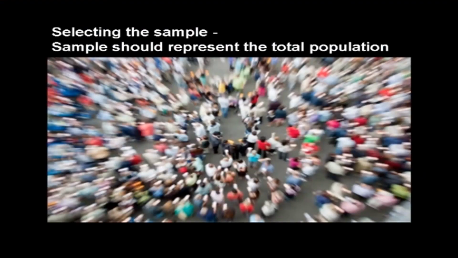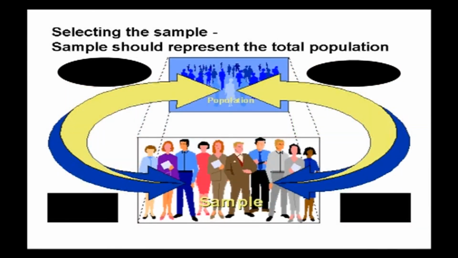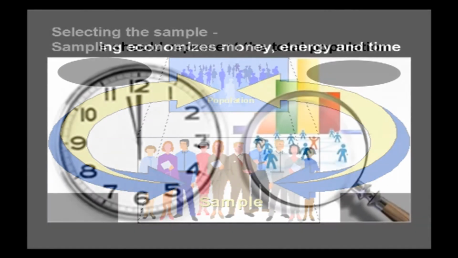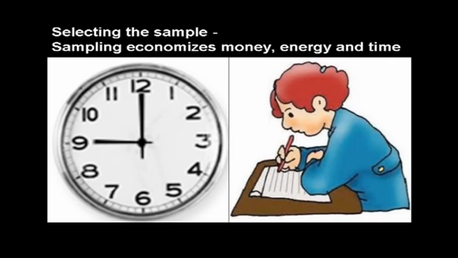The third step is selecting the sample. In descriptive studies, the researcher explains the behavior pattern of individuals in a group or the functioning of an organization. It is not quite possible to collect information from all the people involved in that activity or the organization under study. Hence, a sample of the population should be studied. This sample should represent the total population of the study area. Sampling will help the researcher economize his study in terms of money, energy and time.